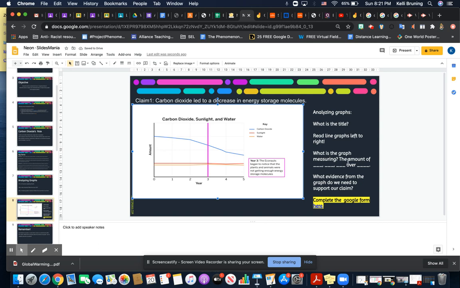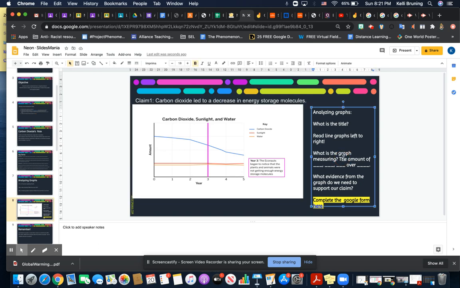And then think about what the graph is measuring. I gave you a sentence frame here that says the amount of blank, blank, and blank over blank. What evidence from the graph do we need to support our claim 1 here? So our claim 1 is what we're trying to support. So what piece of evidence do we need to pull from the graph to support this claim?